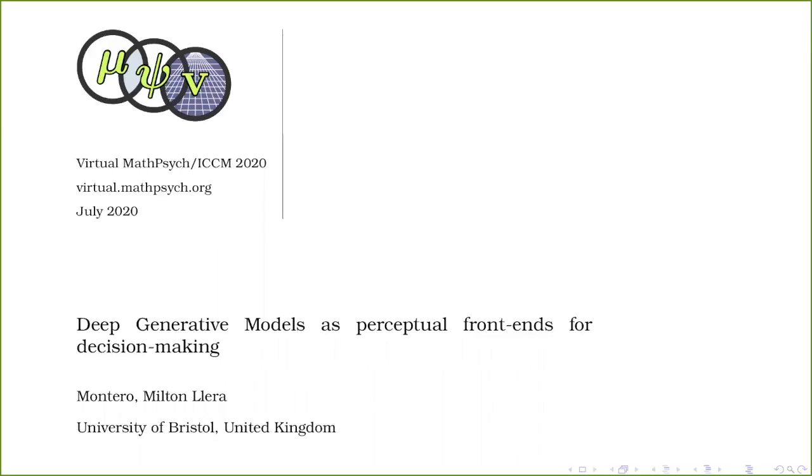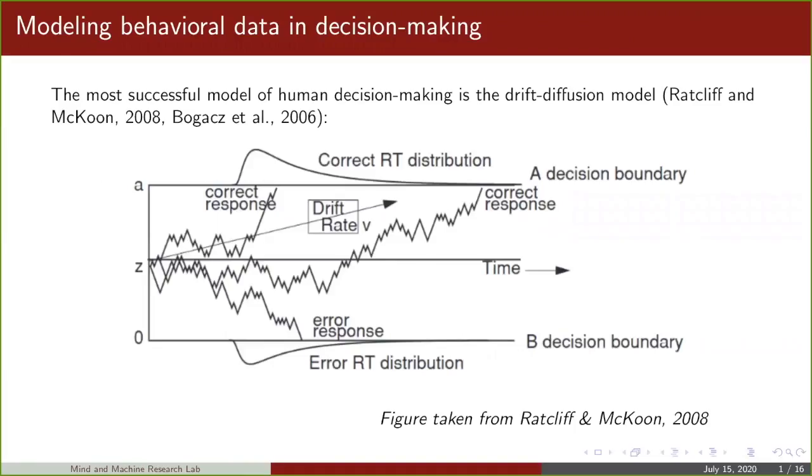So one of the most successful models of behavioral data in human decision-making is the drift diffusion model. The way this model is used in practice is that we take pre-recorded behavioral data from human participants performing some psychological experiment, and we fit the parameters of the model to that behavioral data. This approach has been really successful at explaining a wide range of phenomena in the decision-making and reaction time literature.